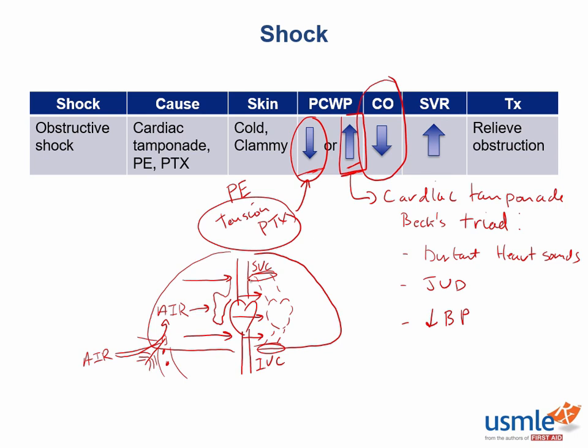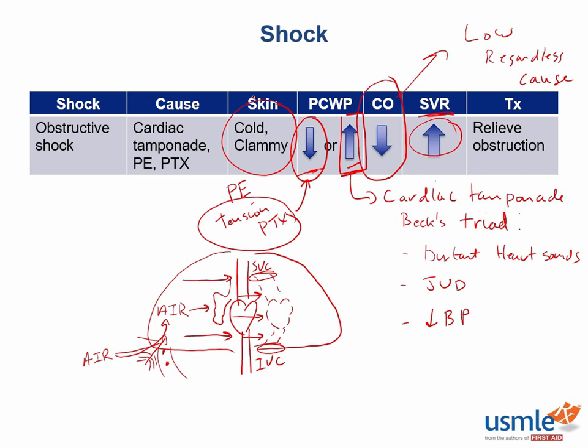Now, regardless of the cause of obstruction, the cardiac output is going to be low. And when the cardiac output is low, the body's going to attempt to compensate by activating the sympathetic nervous system to increase your systemic vascular resistance. Now, this is the same response we see in any cause of decreased cardiac output. So the patient will have an increased systemic vascular resistance, and they'll be cold and clammy on exam due to peripheral vasoconstriction.